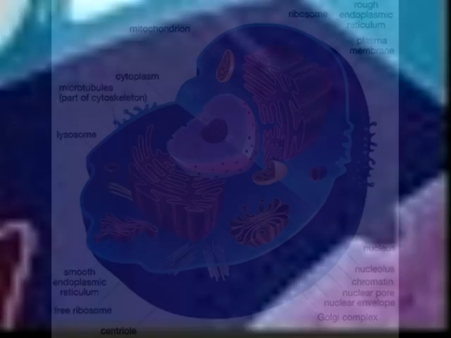So our final organelle is the cytoplasm. It's material inside the cell membrane that holds the other organelles. This takes up most of the space in the cell.